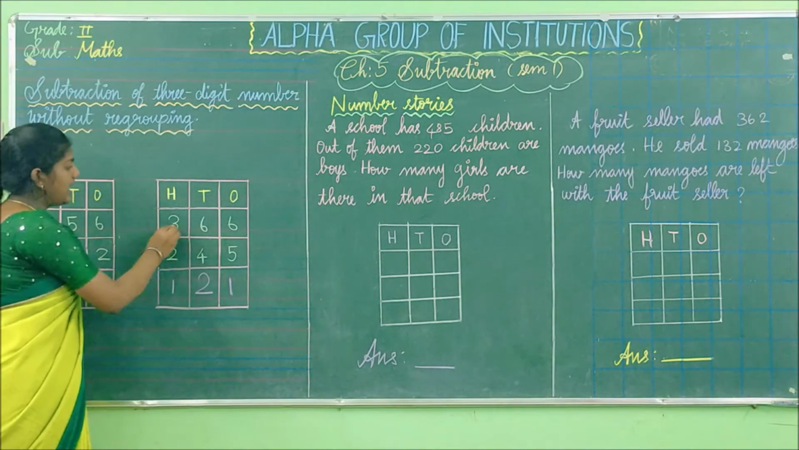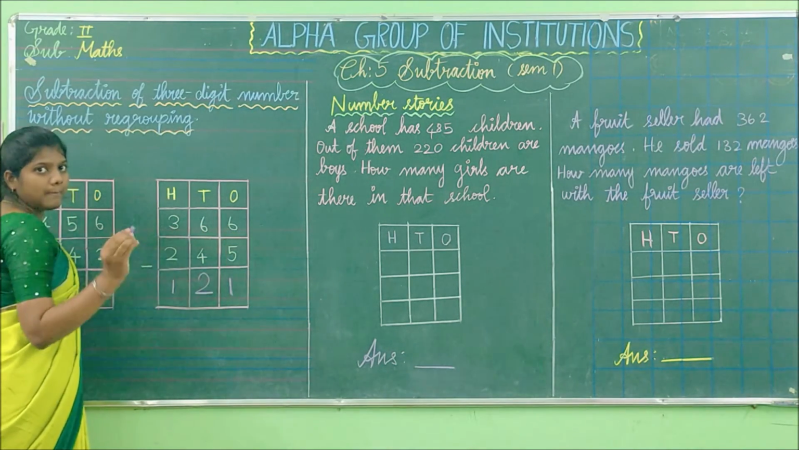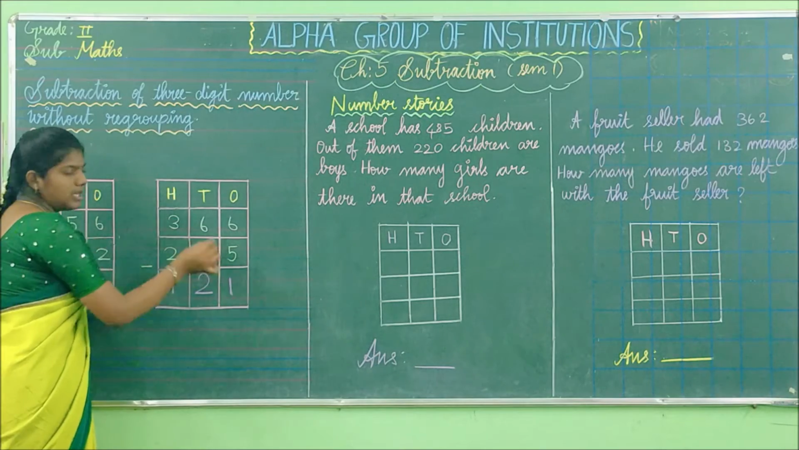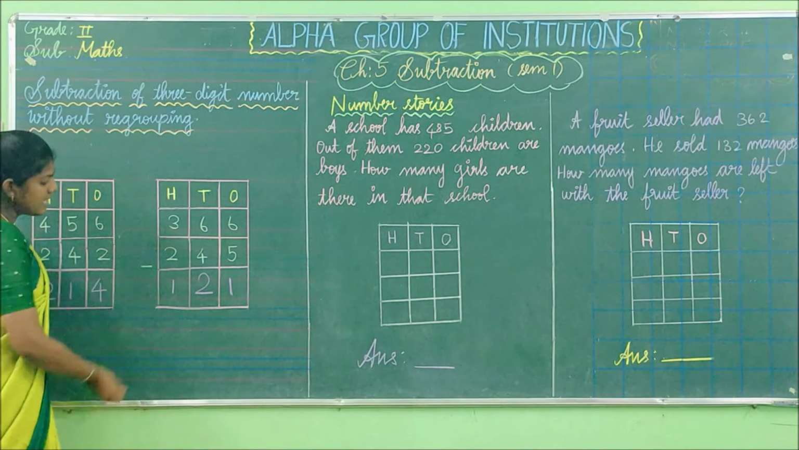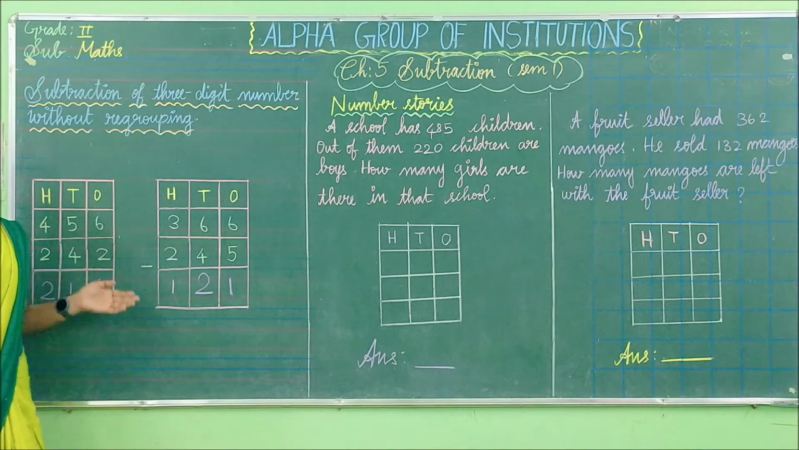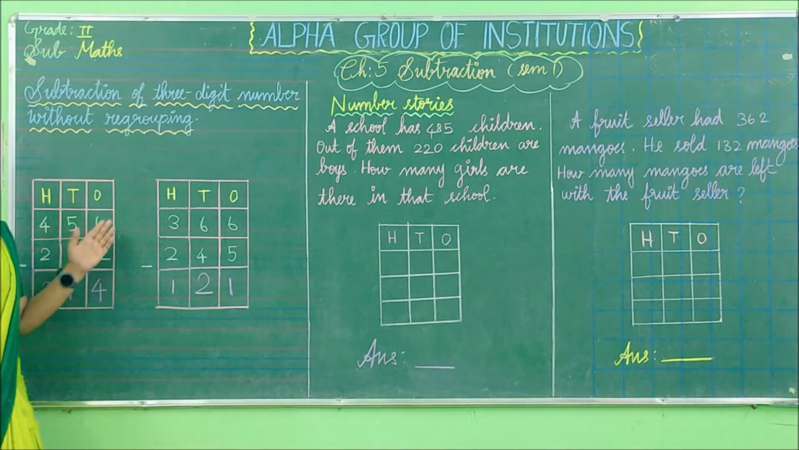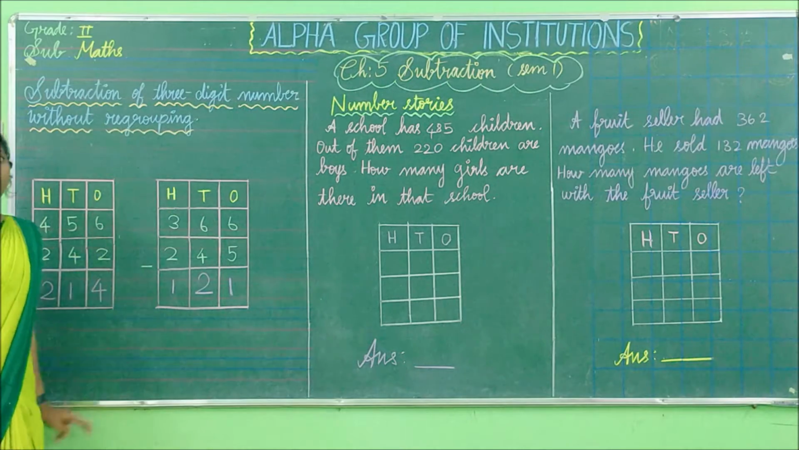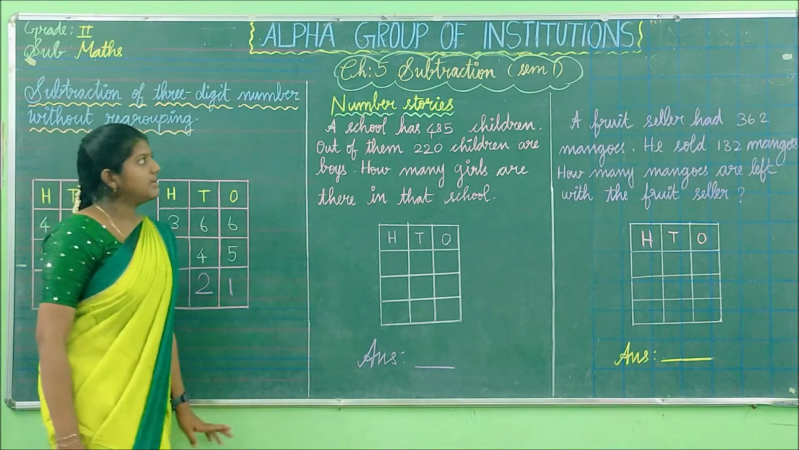So 366 minus 245, we get the answer as 121. So do you understand, children, subtraction of 3-digit numbers without regrouping? Yes, hope you all understood.